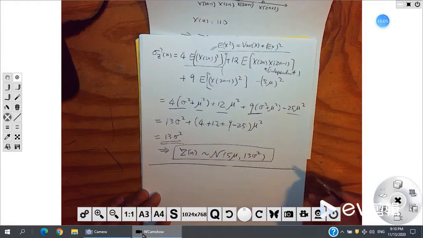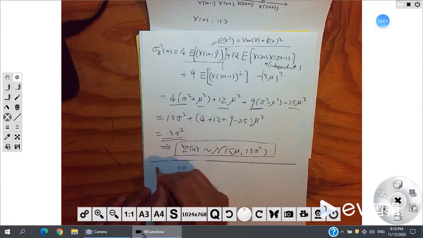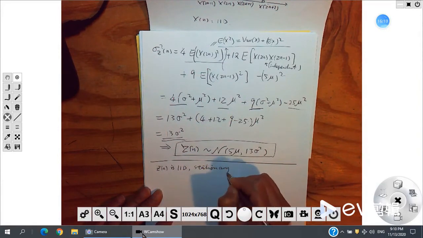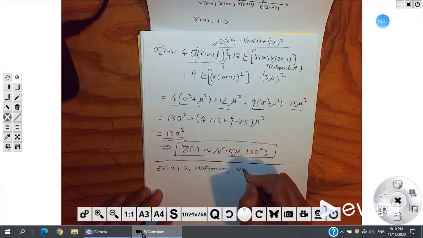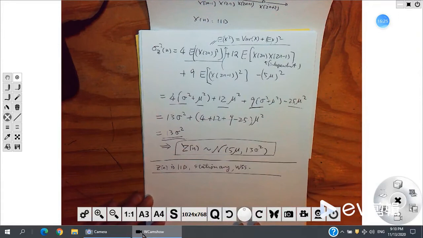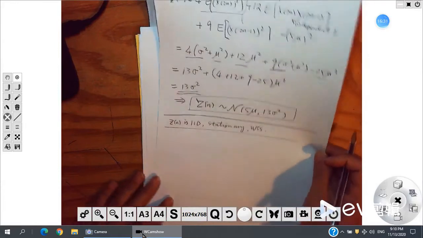Since it is IID, Z is an IID process, so it is also stationary. It is also stationary, and of course it is also wide-sense stationary. So we have all of this. This is Z of n. Now let's consider the second one.